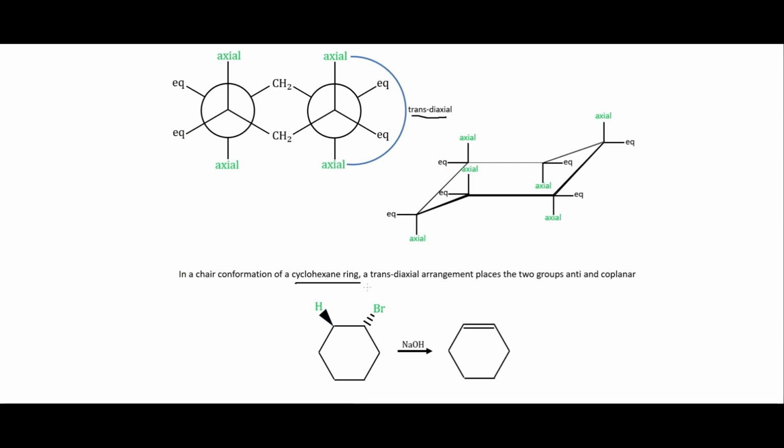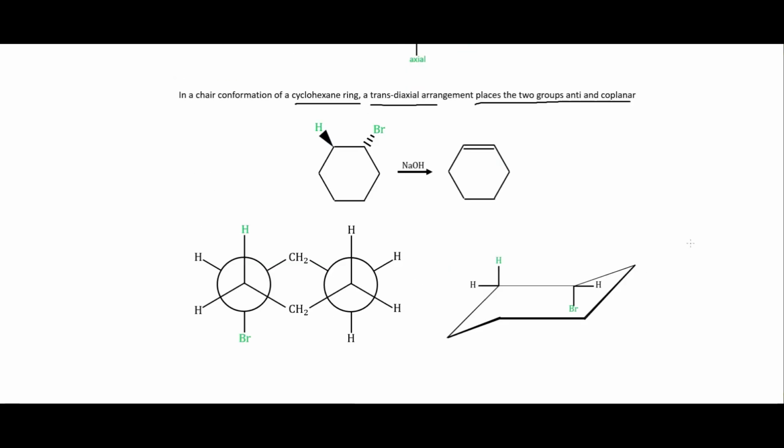So in a chair conformation of a cyclohexane ring, a trans-diaxial arrangement places the two groups anti and coplanar, as I just said.